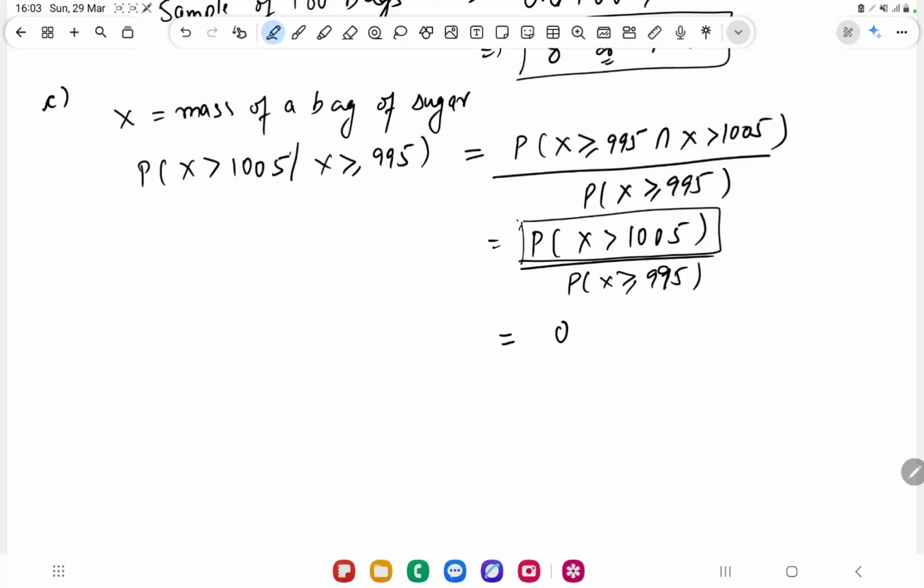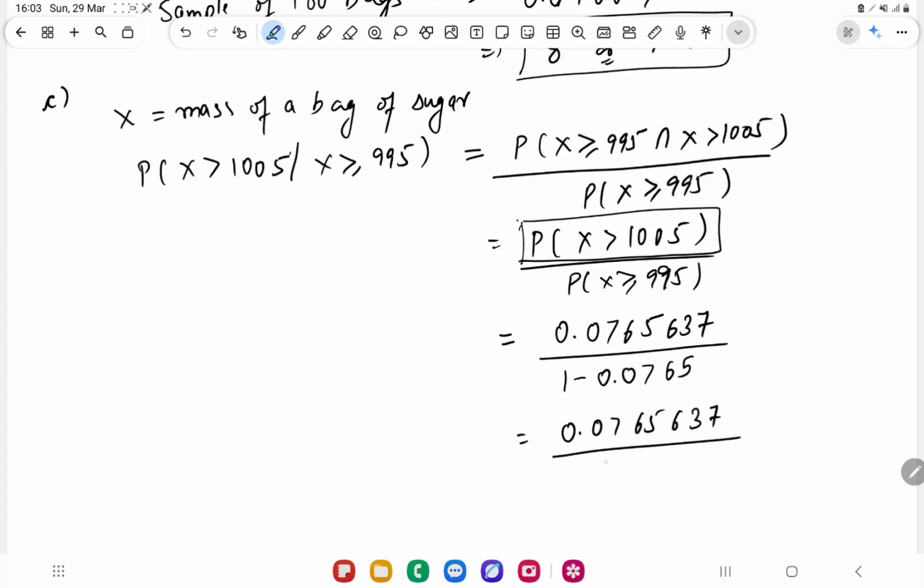So I can substitute the value as 0.076637 and it will be 1 minus 0.0765, which is nothing but 0.765637 divided by, you can directly calculate this using your GDC. So we will be getting the answer as 0.0829. So this is how we'll get the probability that it has a mass greater than 1005.